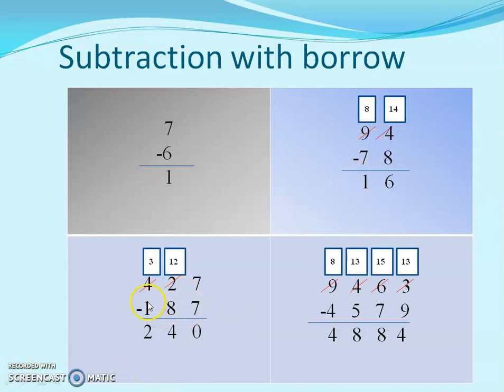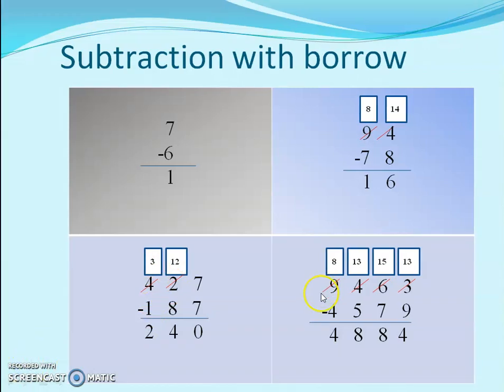Next example, 427 minus 187. 7 minus 7 gives you 0. 2 cannot subtract 8, so 2 takes a borrow from 4 and becomes 12. 12 minus 8 gives you 4. 4 has already given 1 to 2, so 3 is remaining. 3 minus 1 gives you 2.